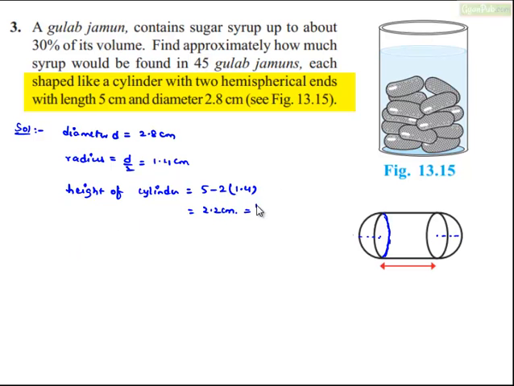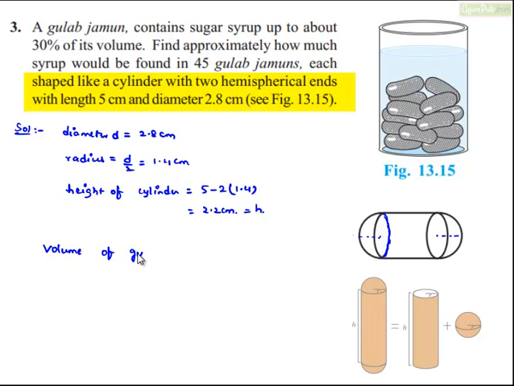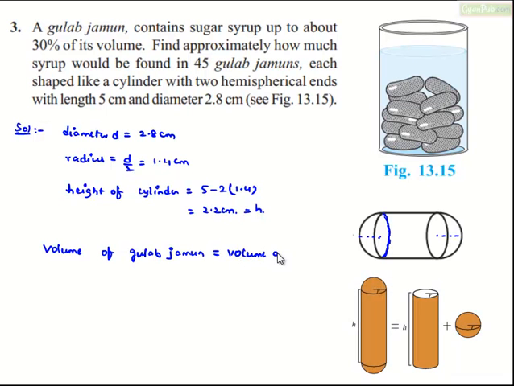Let this be some height h. Now we get the volume of each gulab jamun, which is equal to the volume of the cylindrical portion plus 2 times the volume of the hemispherical portions.